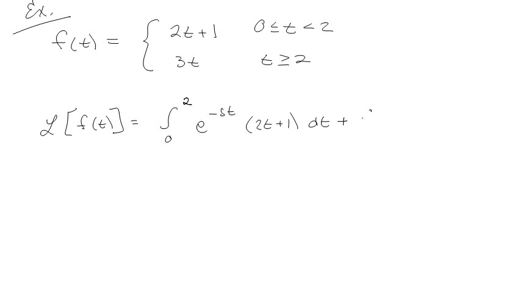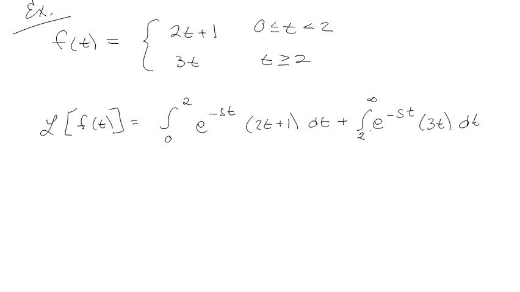The rest of it is, again, possibly 0 to infinity, e to the minus st times 3t dt. But again, this isn't actually defined from 0 to infinity, it's only defined from 2 to infinity. And you're like, oh, this is amazing.